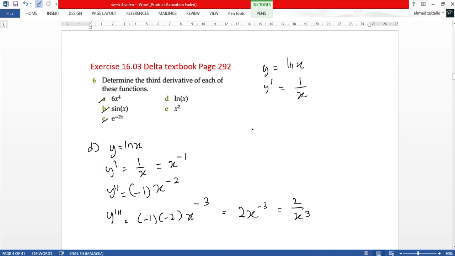Okay, moving on. Question E. Y equal to x squared. Y prime is 2x. Y double prime is 2. Y triple prime is 0. Remember, differentiate constant is 0.